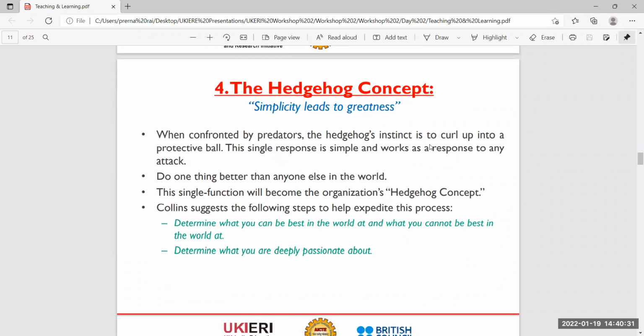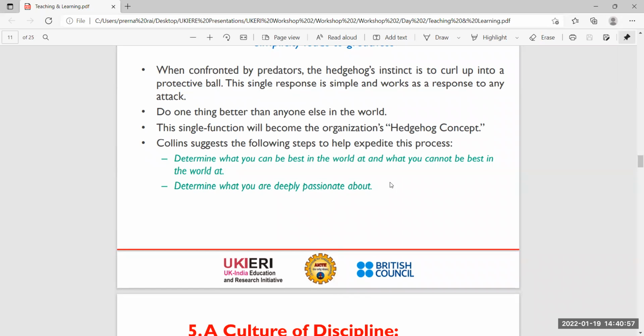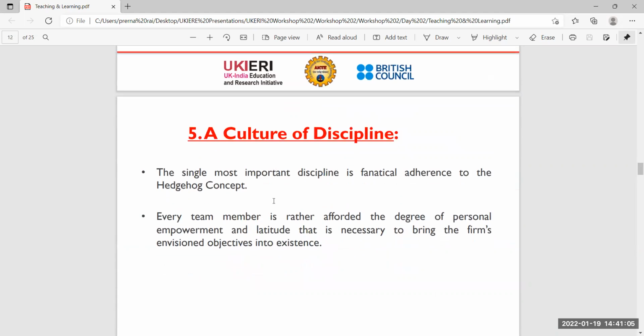The fourth is the hedgehog concept that we had discussed. You should always try to do one best thing rather than many things. Like Sir said, jack of all trades, that should not be there. A single function, one focused idea, is the hedgehog concept. Simplicity leads to great, so this helps you move from good to great. Determine what you are deeply passionate about. Take a lot of time to think about what you are good at, what you are best at. Next is discipline. Follow your discipline. This is very, very important, but mostly we do not focus on it.